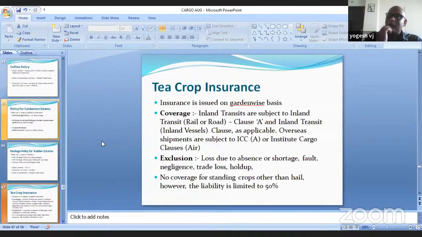So now T-crop insurance. Okay. Very few questions are asked on this, but since we are doing this particular part, we have to go through this. Coverage is inland transits are subject to inland transit railroad, मतलब ITC-A. ओके, अगर वेसल से जा रहा है तो इनलैंड ट्रांजिट, इनलैंड वेसल्स क्लॉजेस. ओवरसीज शिपमेंट के लिए ICC-A, इंस्टीट्यूट कार्गो क्लॉजेस एयर इफ इट इज गोइंग बाय एयर.